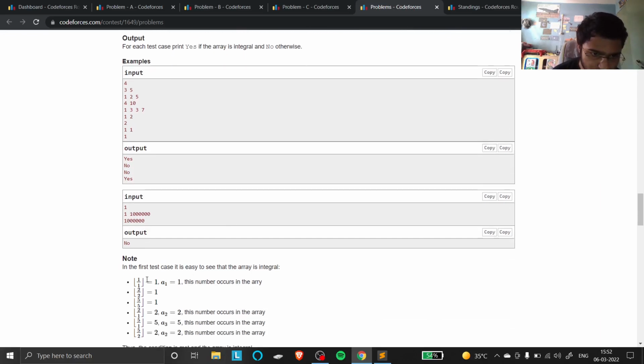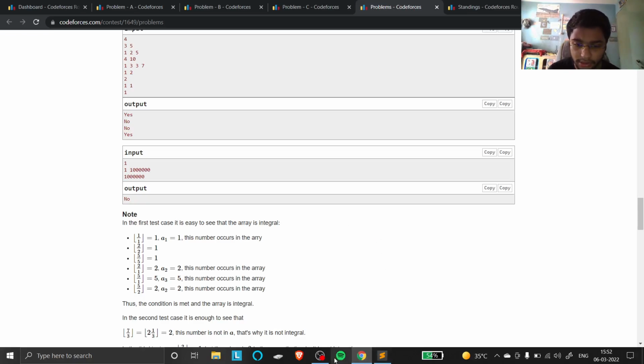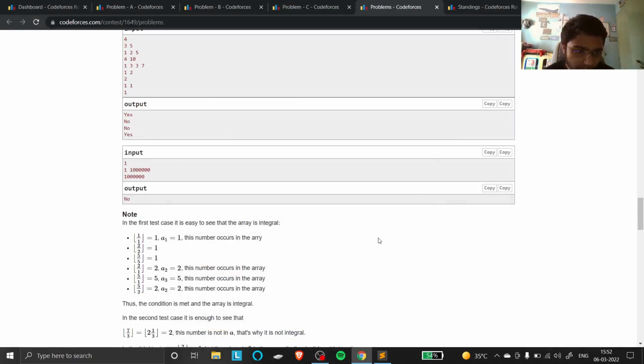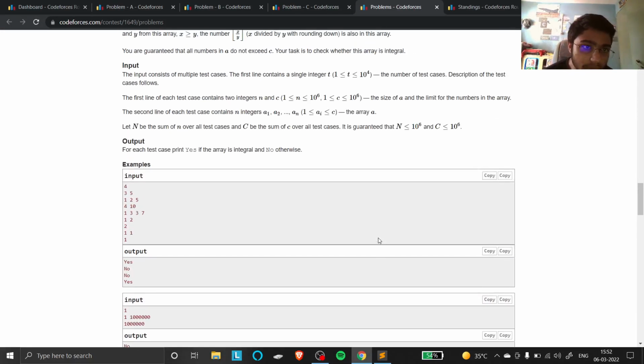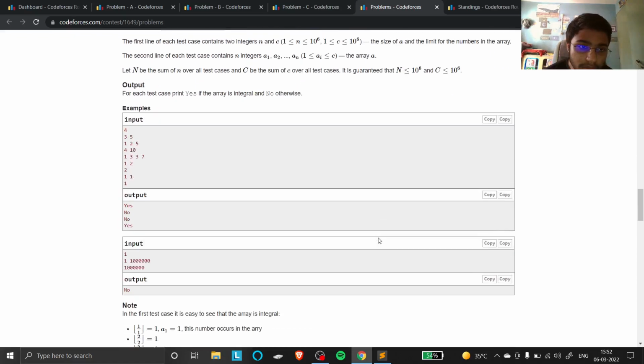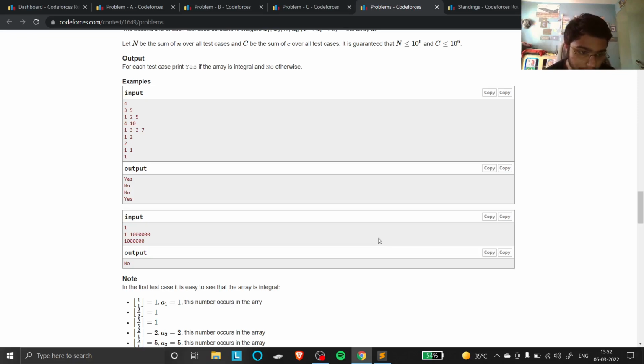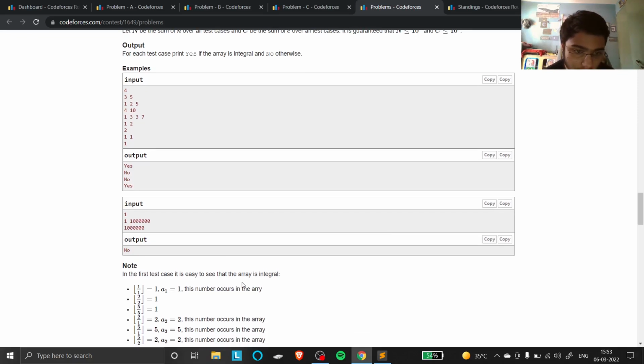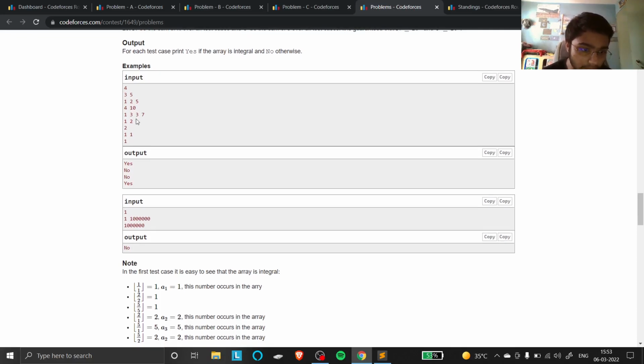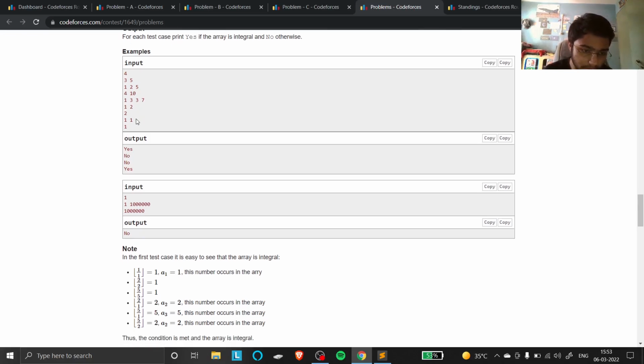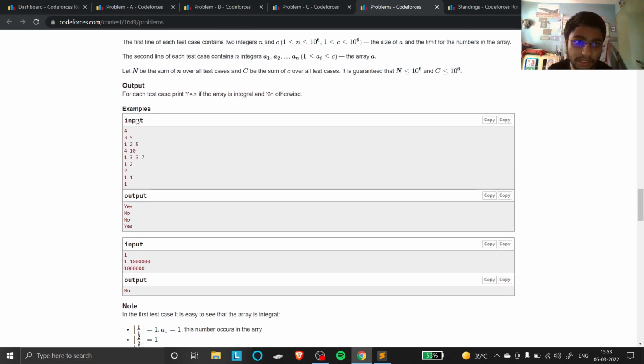The first test case. It is easy to see that the array is integral. 1 of 1 always gives us 1, 2 of 2, okay, 5 of 5, okay. 2 of 1 will give us 2, 5 of 1, okay, like this. For every number they are checking the things.